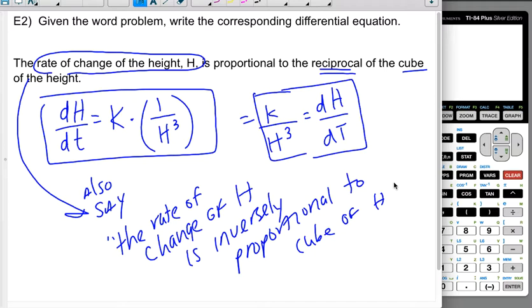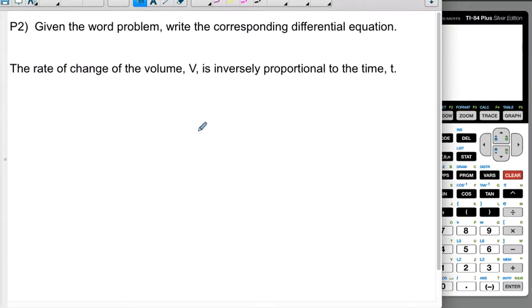And you can see that because notice that I said proportional to the reciprocal. Well, that would be 1 over h cubed. So this is another way to write that, right? Same idea, different way to write it.